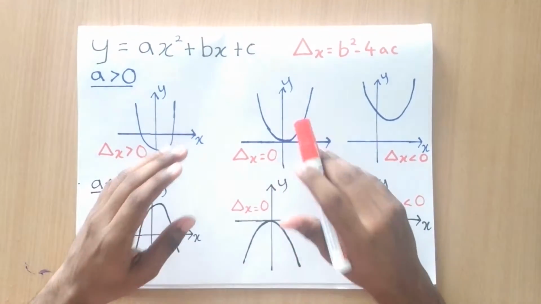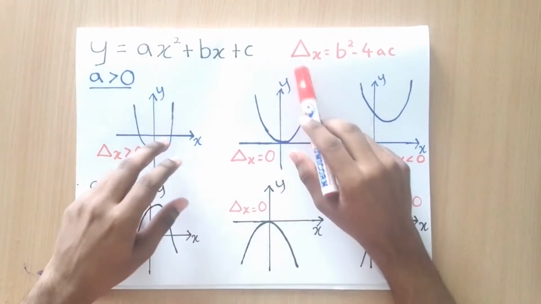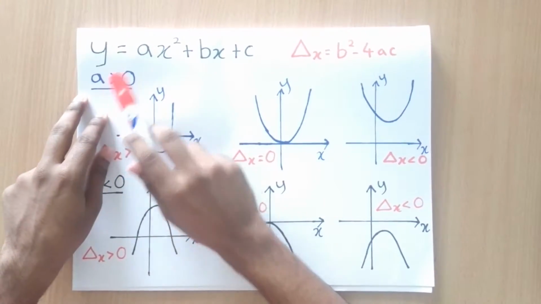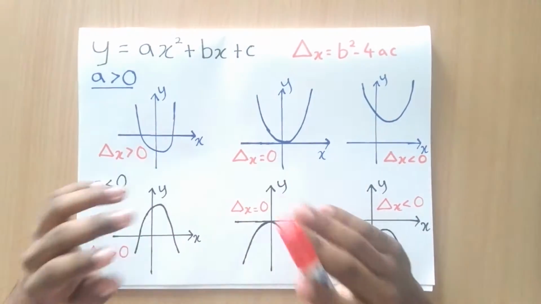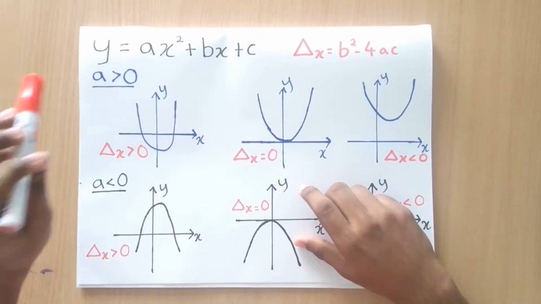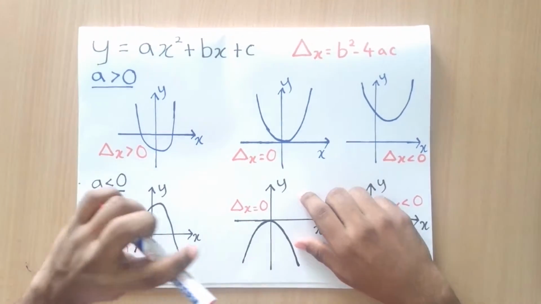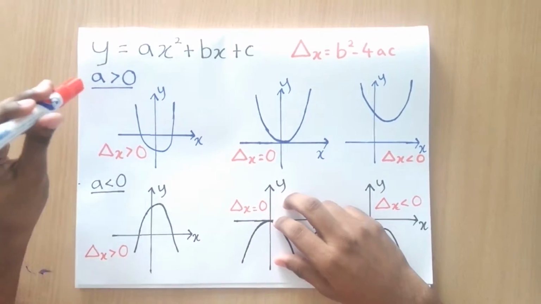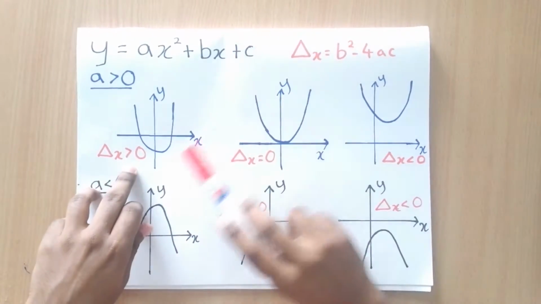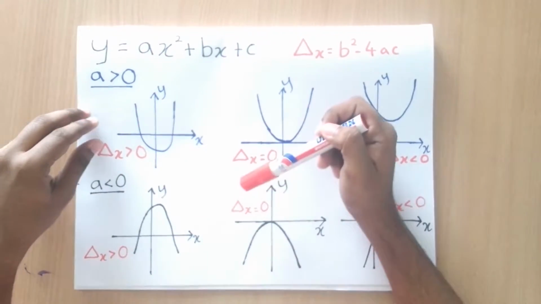The behavior of a curve of a quadratic function can be determined by this delta x and the leading coefficient a. So there are 6 different types of curves. First, let's look at the situations when a is greater than 0. So the first situation is when a is greater than 0 and also delta x is greater than 0. Then the graph would look like this.